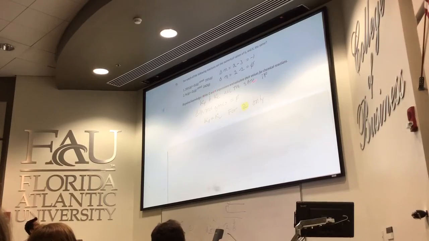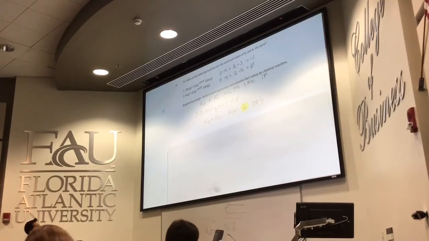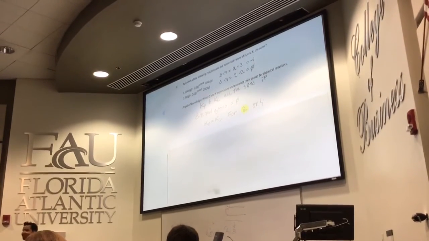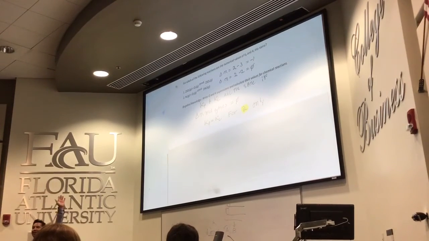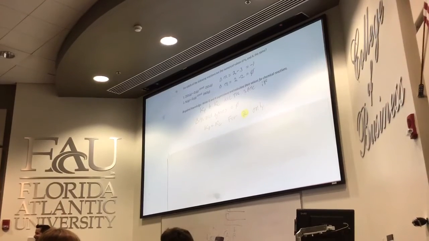And why do I care about this? Because Kp and Kc are the same if the number of moles is the same on both sides of the equation. And this is true for the second equation only. Who likes this problem? Yay! You want to see this on the exam, right? Yes.